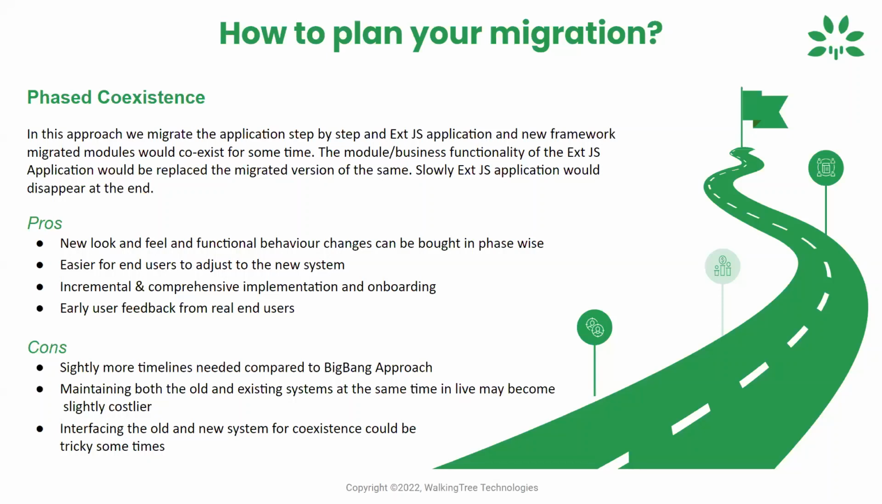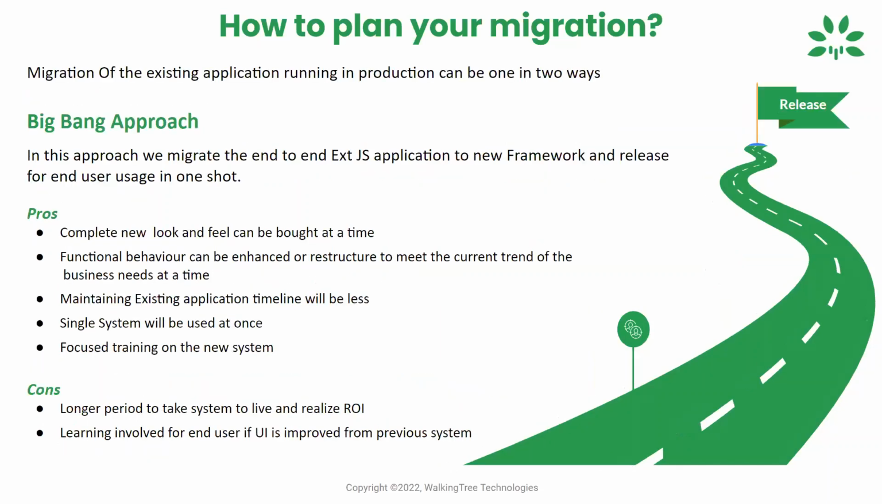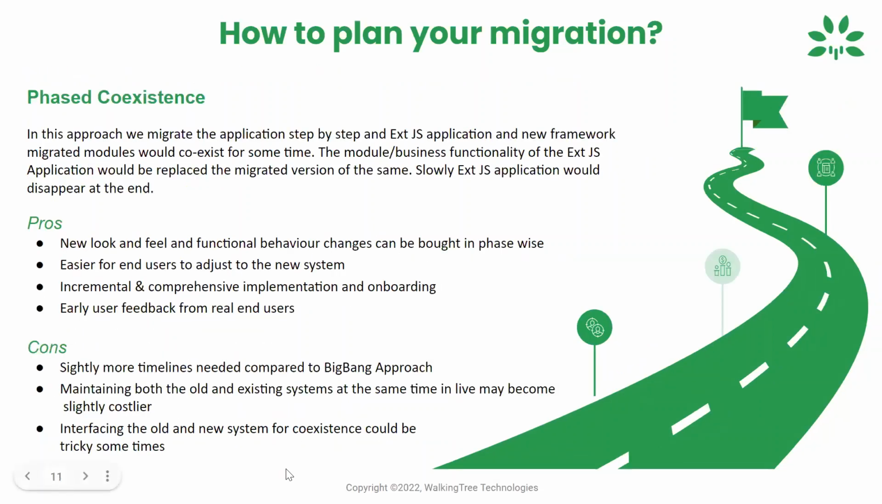One is a Big Bang approach, where you build the complete application with a new technology altogether till the end. You do a solution test, UAT, and etc. Rigorously test it, and once approved, then replace the existing system with a new system. And the other is phased coexistence.